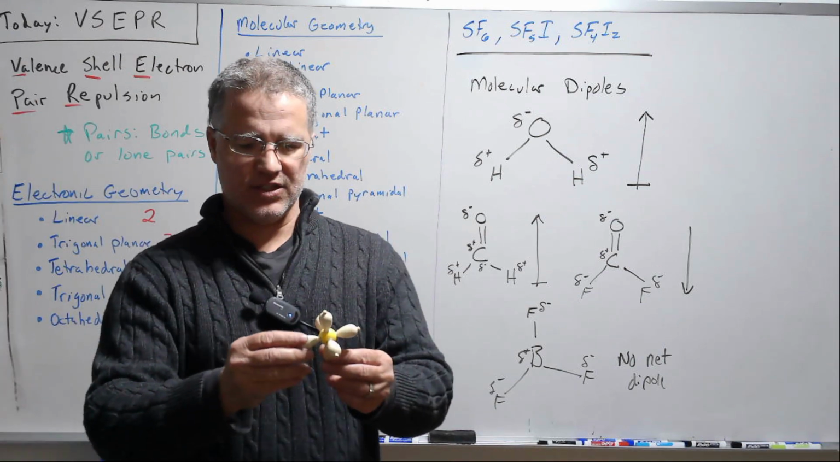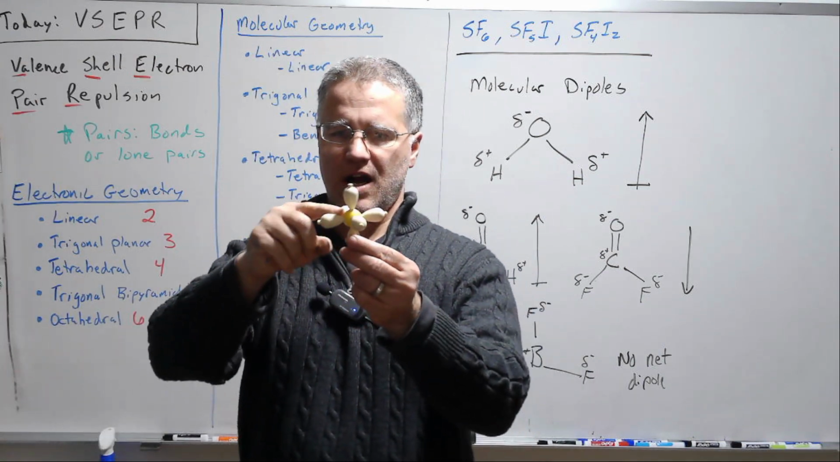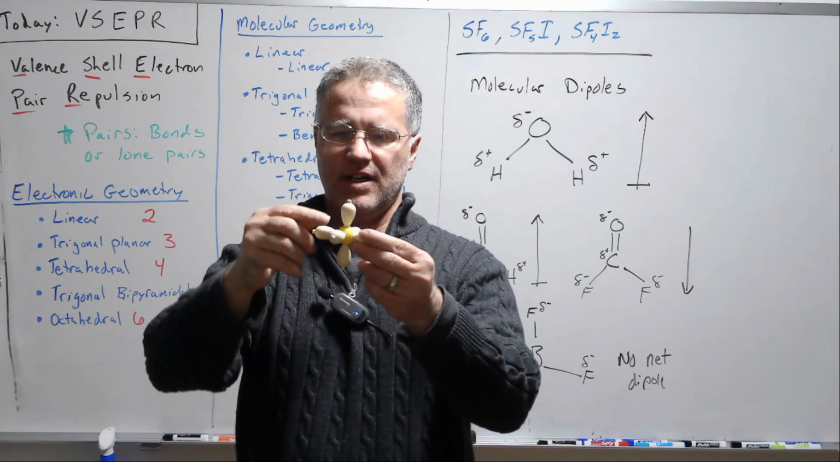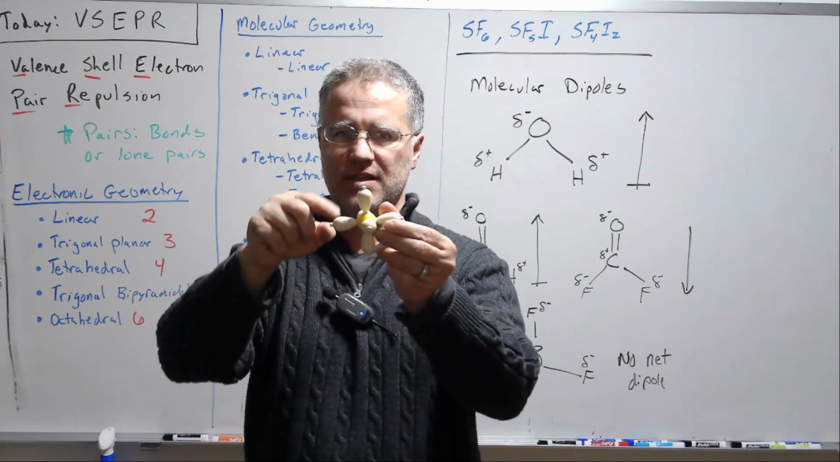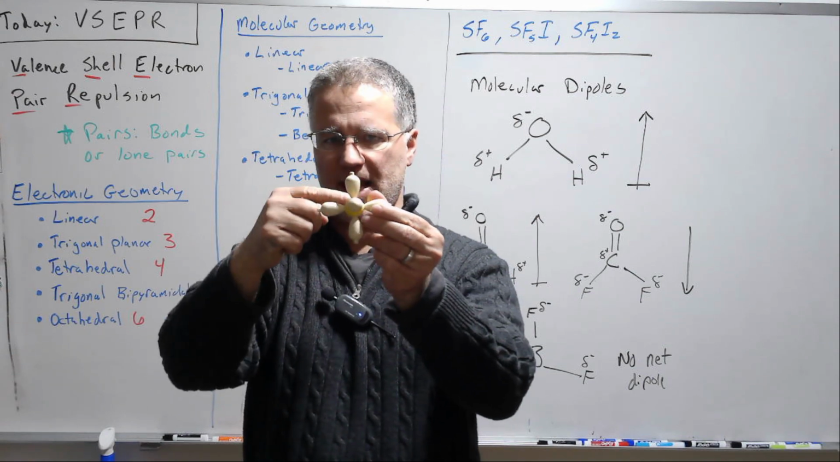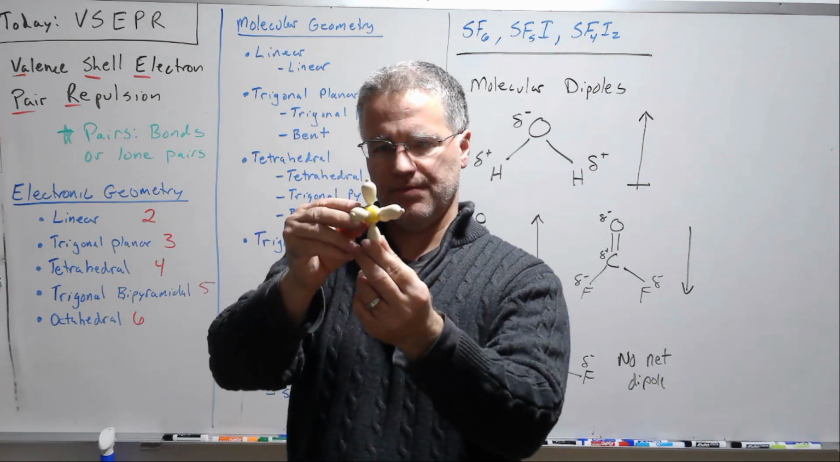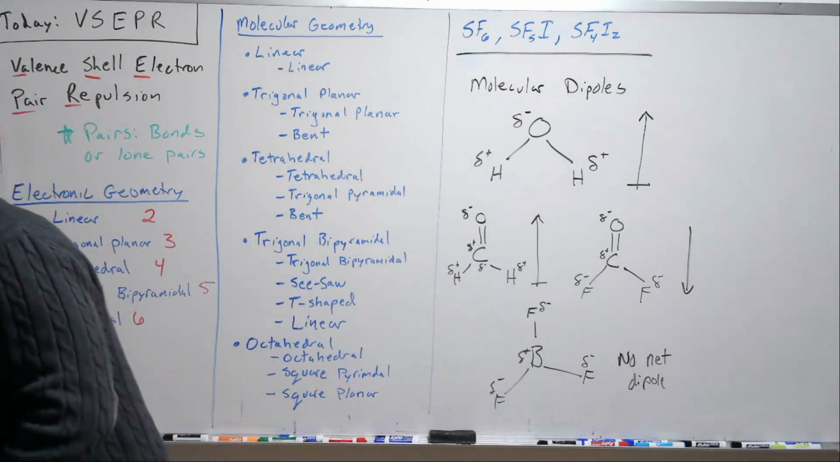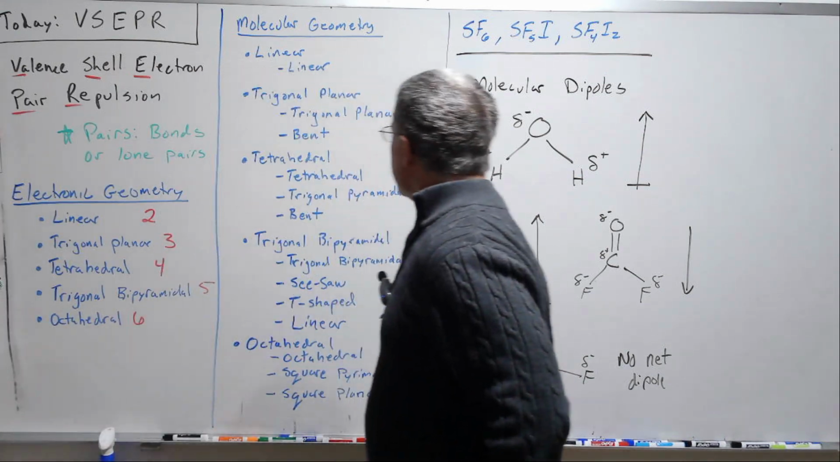And then finally, 6 sources of electron density. Octahedral shape, and here everything is 90 degrees. A group of 4 form a plane, and then one comes out at you and one away from you. All right, so those are the electronic geometries.